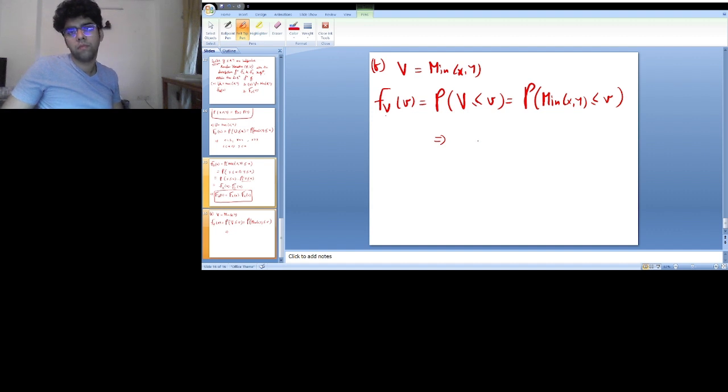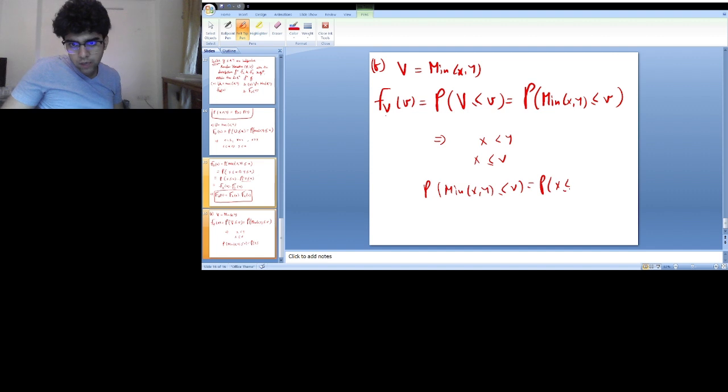Now we have written min of X comma Y. What if my X is less than Y, right? If my X is less than Y, I can write this as X less than or equal to v, right? If my X is less than Y, I can write this as min of X comma Y less than or equal to v. So let me just write this again. So min of X comma Y less than or equal to v, if I write this as X less than or equal to v intersection Y less than or equal to v, right?